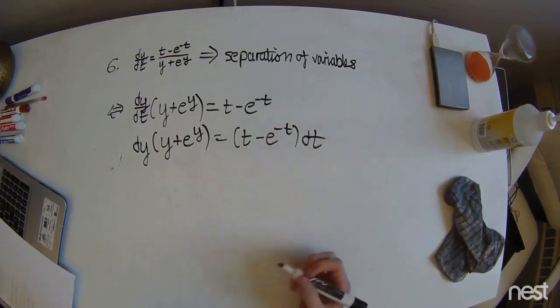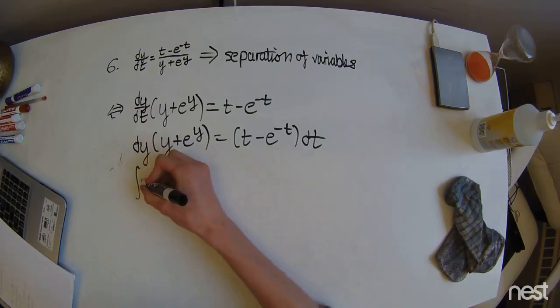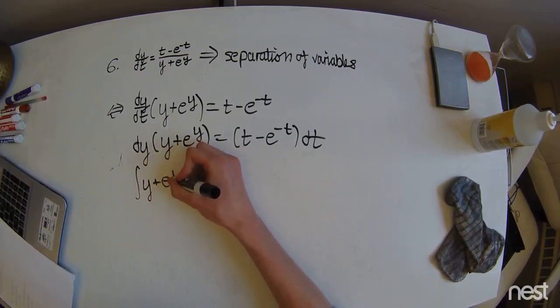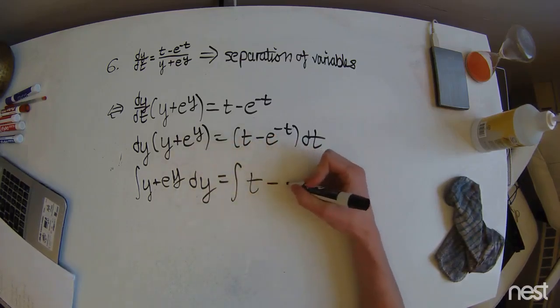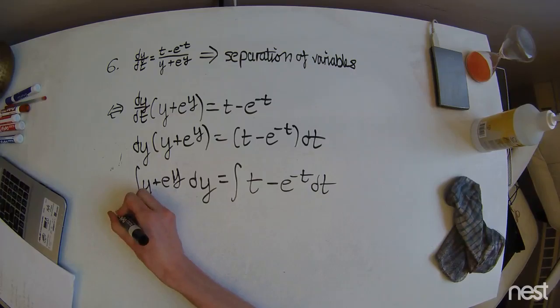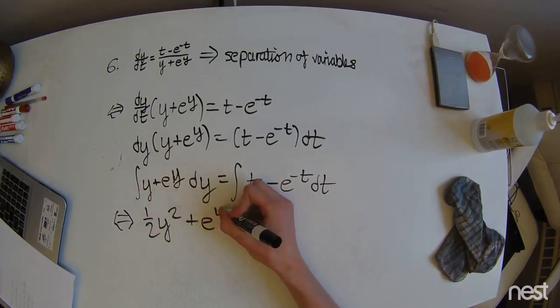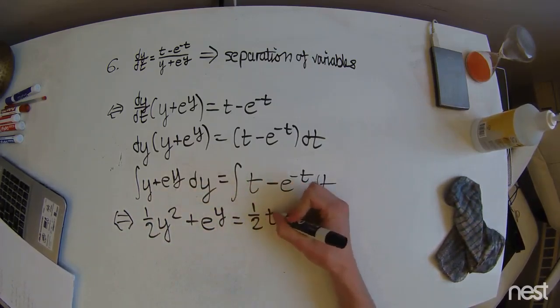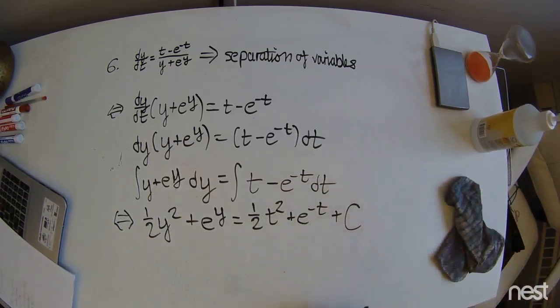And now we see that we can simply integrate in terms of each of these variables. So we're going to have... now, this is a pretty easy integral. I mean, you definitely know how to do this by now. So this is going to be this. And we never want to forget the constant of integration, so we're going to have that.